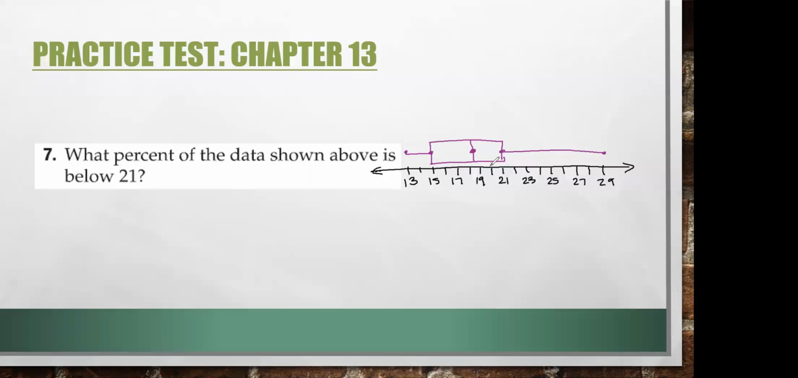So here is 21, right there. So each one of these has 25% of the data. So there's 25% here, 25% here, and 25% here. So all three of those together would be 75% of the data. Okay.